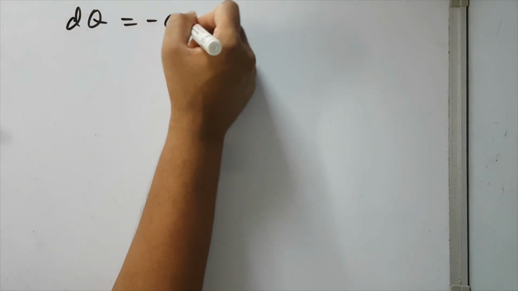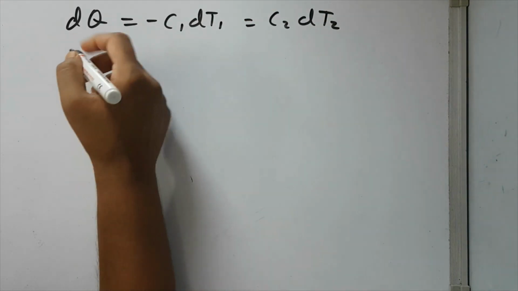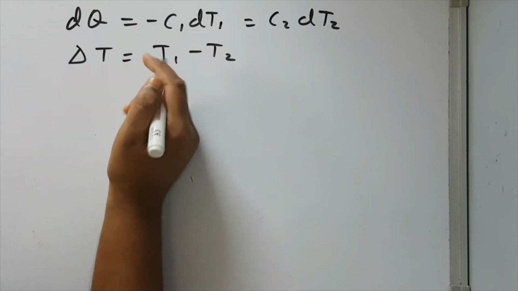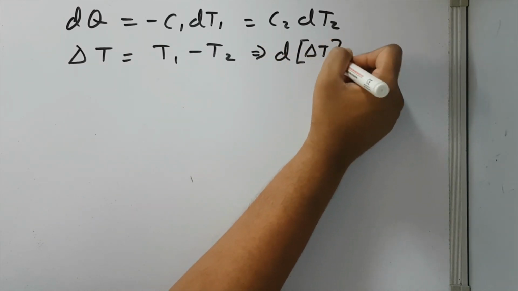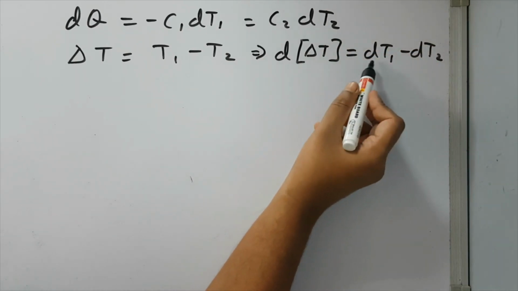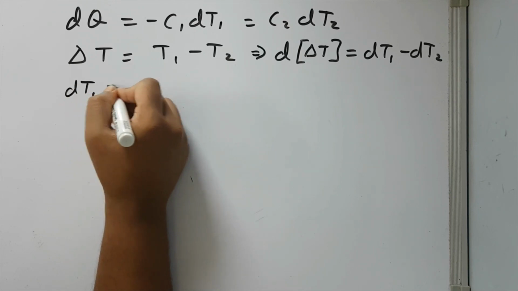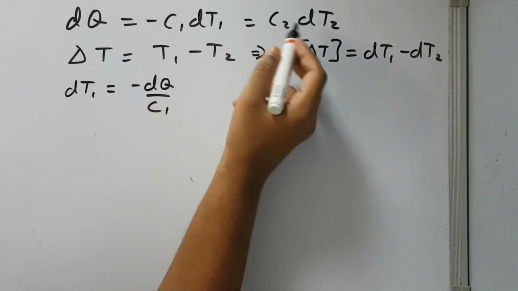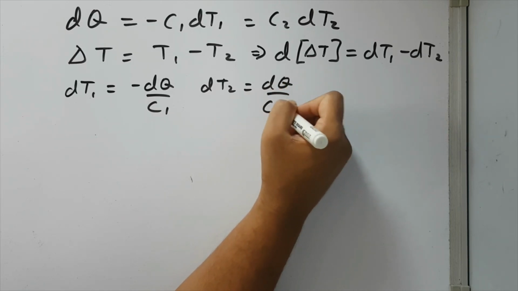dQ is equal to minus C1 dT1 which is equal to C2 dT2. Okay, and delta T is T1 minus T2. So what is the small change in delta T? That is d of delta T. It would be dT1 minus dT2. Now what is dT1? From here you can write dT1 is equal to minus dQ by C1, and dT2 is equal to dQ by C2 from here.